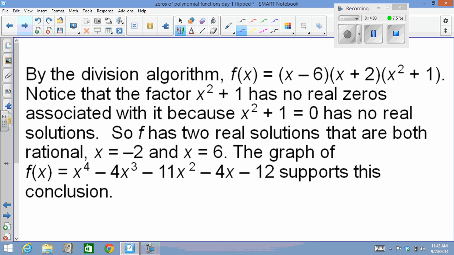And that's kind of what that just says there. And like I said, we're not going to count x squared plus 1 because that would be imaginary. And we don't graph imaginary on this particular plane.